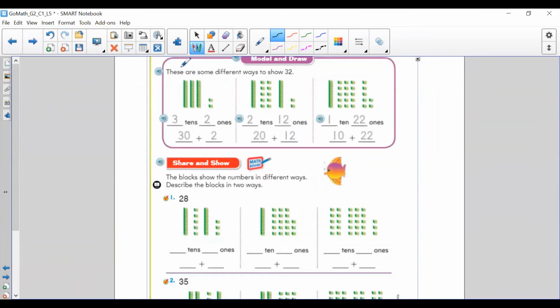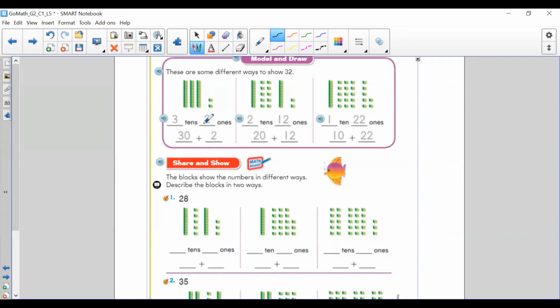On this page, these are some different ways to show 32. We have 3 tens and 2 ones, or 30 plus 2. And 2 tens and 12 ones, or 20 plus 12, where we took away one of the tens and traded it for ones. And if we take away this other 10, we end up with just 1 ten and 22 ones.